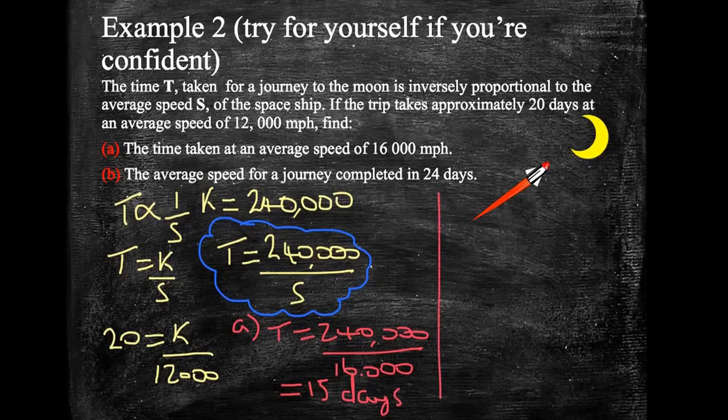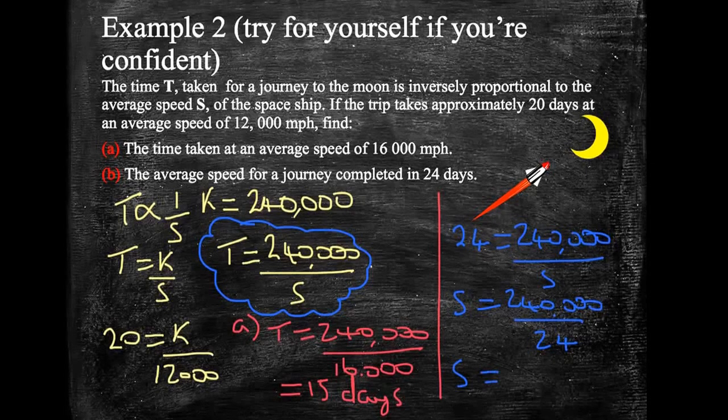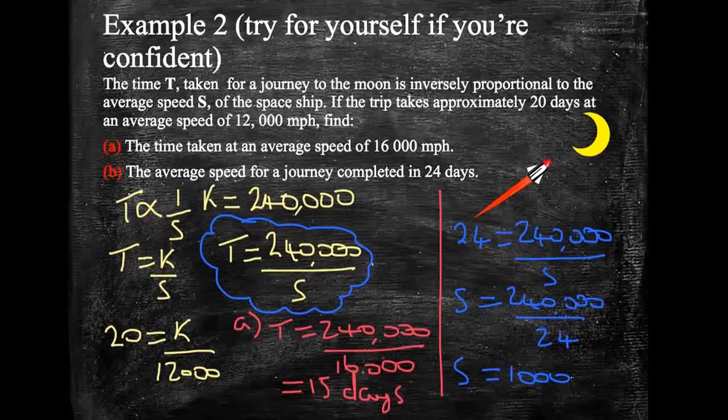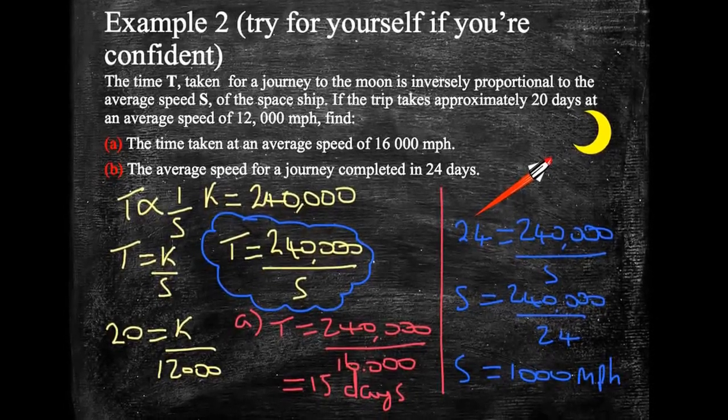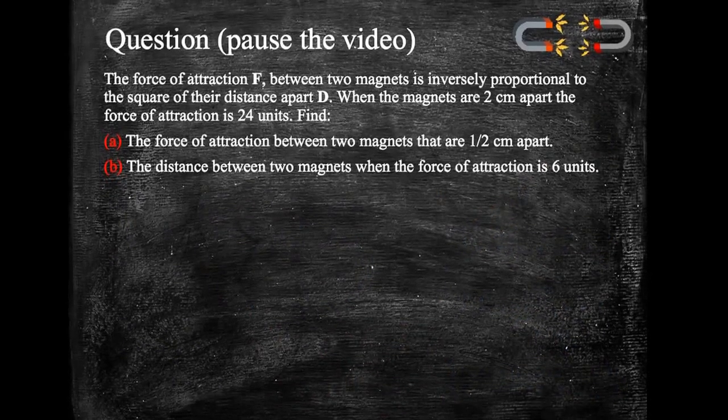Okay, and the second part is going to be the reverse of it. This time we're told that time is 24 days, so 24 equals 24,000 divided by s. That means that s is equal to 24,000 divided by 24. So s must be 1,000. Okay, so we're looking at 1,000 miles per hour. Here's a question for you to have a go at by yourself. Pause the video and then I'll go through it.